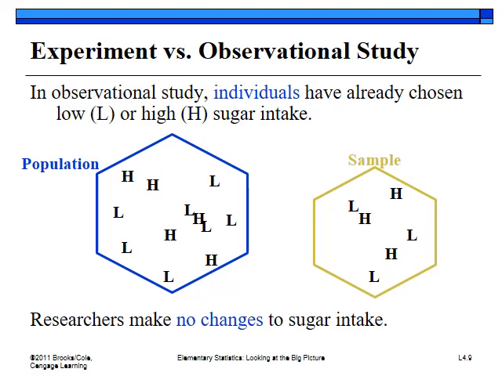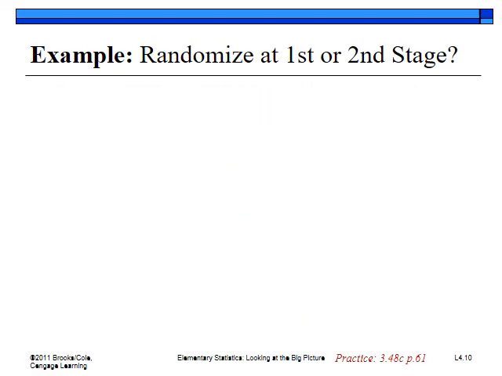In an observational study, the individuals have already had the values of their variables selected themselves. The researchers have nothing to do with the values of that variable. That's what makes this an observational study.